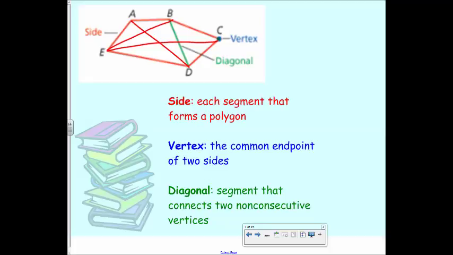And what's the other one? AC would also be a diagonal. Good. All right, so those are all diagonals. You'll notice that all of these diagonals, where are they? Inside the pentagon, all right? This is a pentagon. So inside the pentagon. Good.